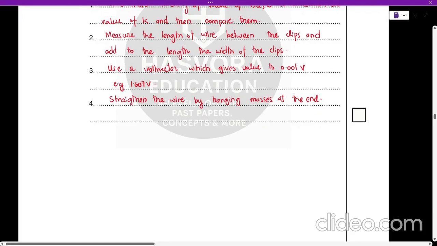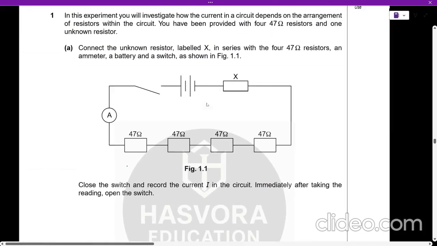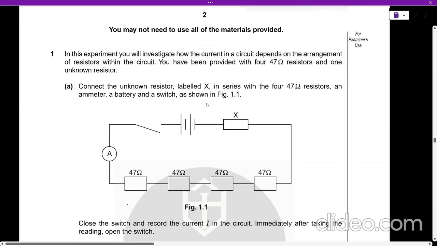Then how could we prevent the kinks? We could straighten the wire by hanging masses at the end of the wire. So this question is also finished. Let's move on to the next question. This is also from electricity.